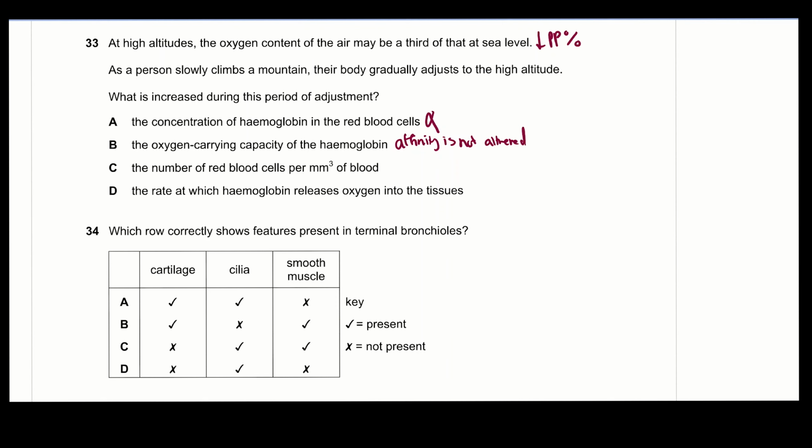C. The number of red blood cells per millimeter cubed of blood increases. This is correct. The reason for that is to compensate for the lower partial pressure of oxygen at a higher altitude, so this is correct. D. The rate at which hemoglobin releases oxygen into tissues. This is incorrect because that rate depends on the concentration of carbon dioxide, and has nothing to do with altitude. So the answer is going to be C.